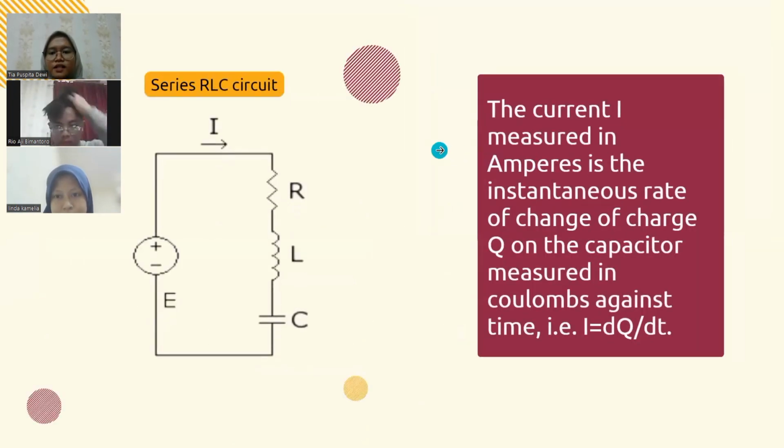The current I measured in amperes is the instantaneous rate of change of charge Q on the capacitor, measured in coulombs, with respect to time. That is, I equals dQ over dt. This is the picture of a series RLC circuit.